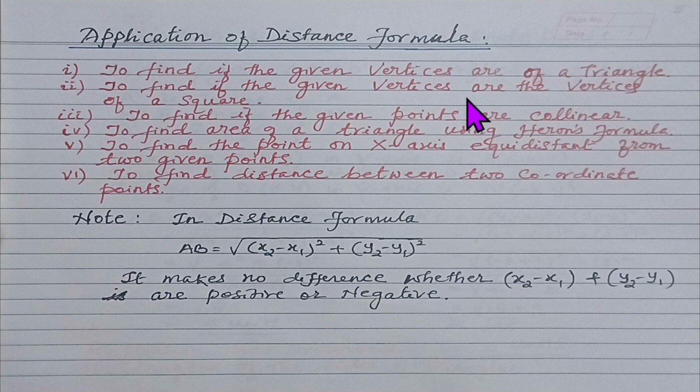To find if the given vertices are the vertices of a square, that means you will be given four different coordinate points. You have to join them and prove that those four given coordinate points are the vertices of a square. Again, there is a procedure for that.